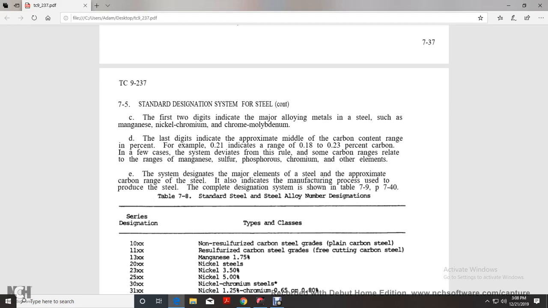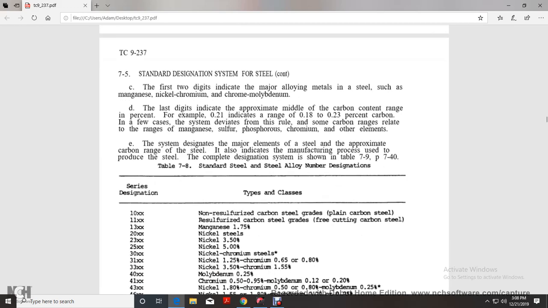Some carbon ranges relate to the ranges of manganese, sulfur, phosphorus, chromium, and other elements. The system designates the major elements in the steel. The approximate carbon range of the steel also indicates the manufacturing process used to produce the steel. The complete designation is shown in Table 7-9 on page 742.